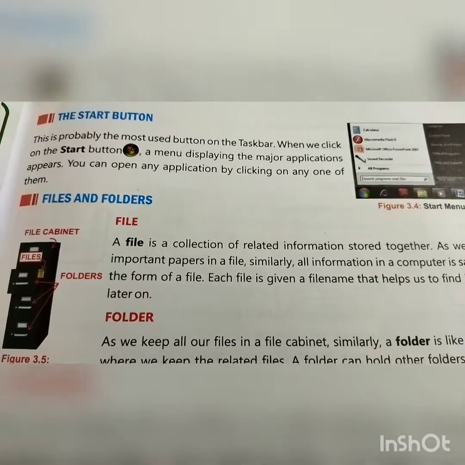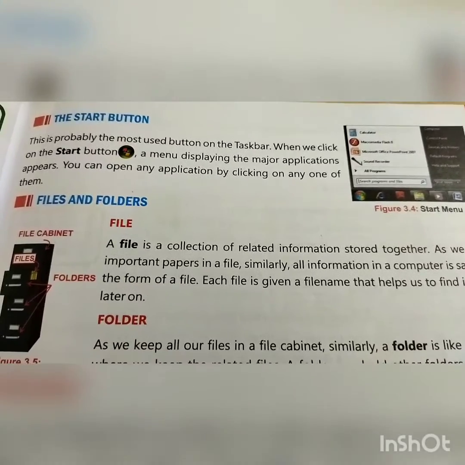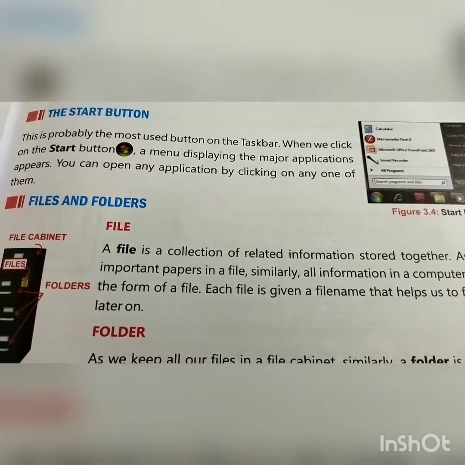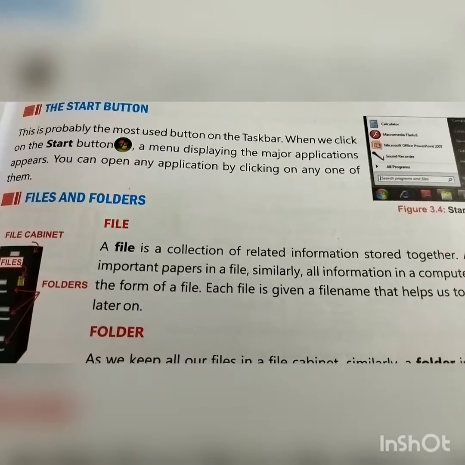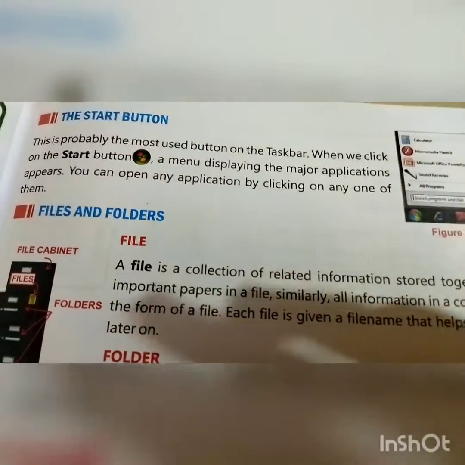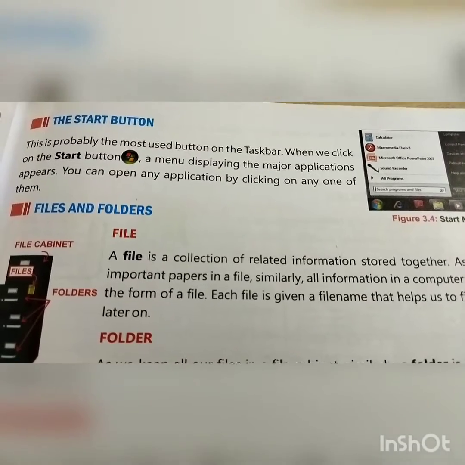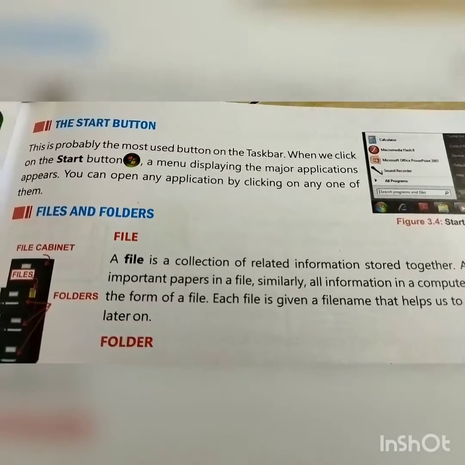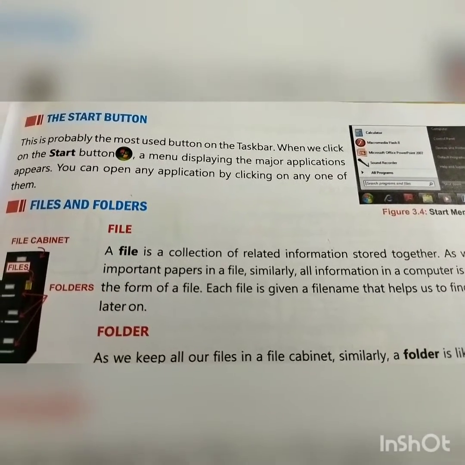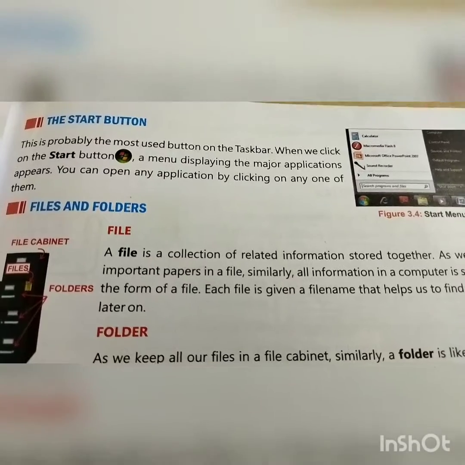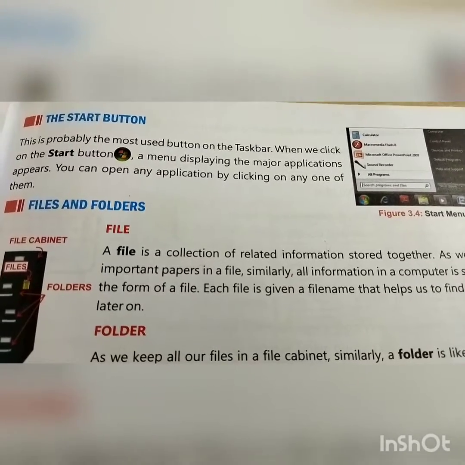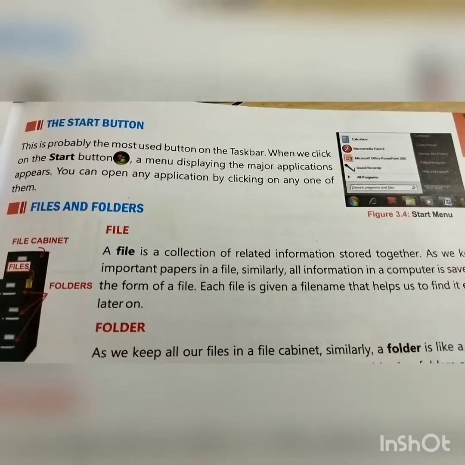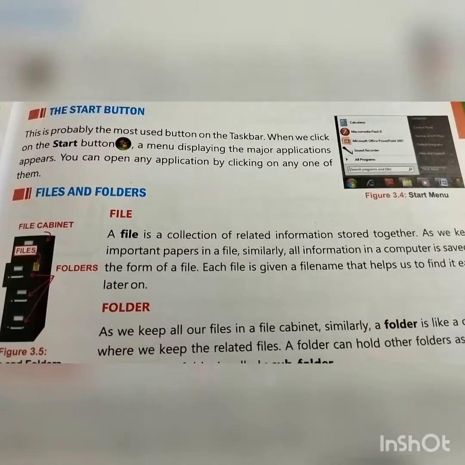Now students, you can see a start button. In figure 3.4, you can see the start button properly at the bottom of the screen. It is the most used button on the taskbar. When we click on the start button, a menu displaying the major applications appears. You can open any application by clicking on any one of them. So this is the start button, and you can open any application with the help of the start button in Windows 7.